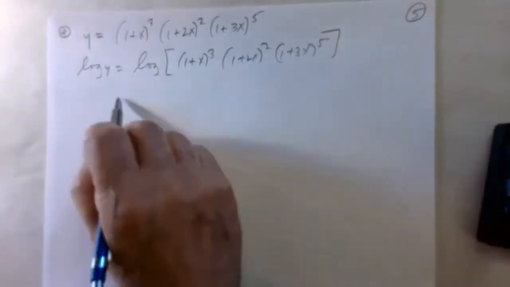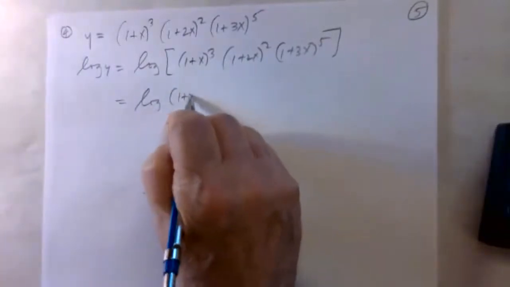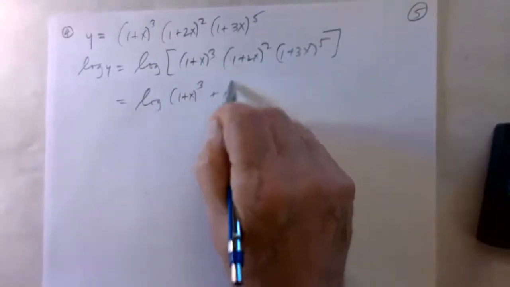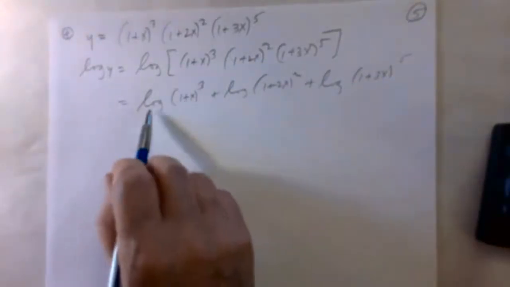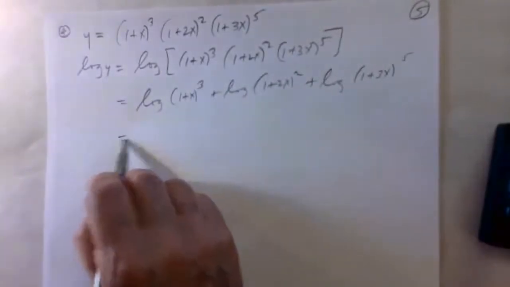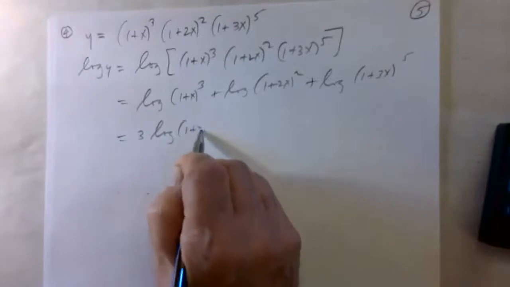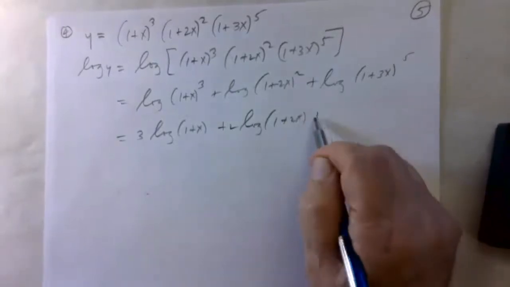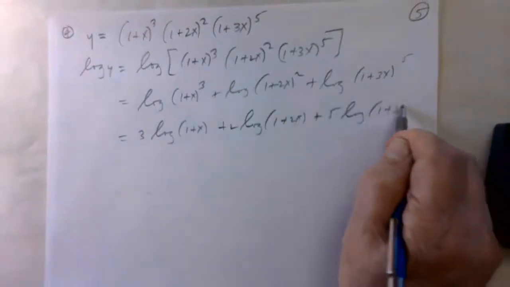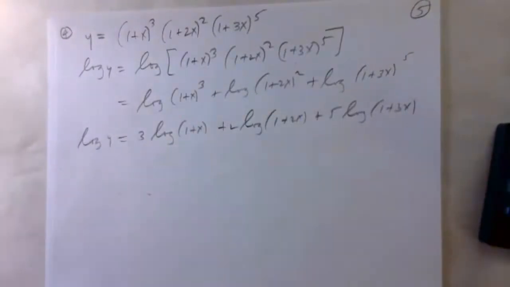the log of a product is the sum of the logs, so that's the log of 1 plus x cubed plus the log of 1 plus 2x squared plus the log of 1 plus 3x to the 5th. And when you have the log of something raised to a power, you can take the power in front. This is 3 times the log of 1 plus x plus 2 times the log of 1 plus 2x plus 5 times the log of 1 plus 3x. Right? That's the first step.